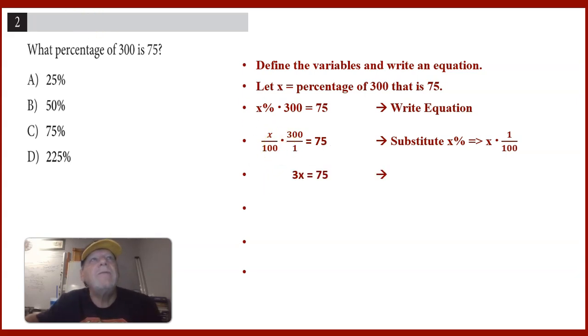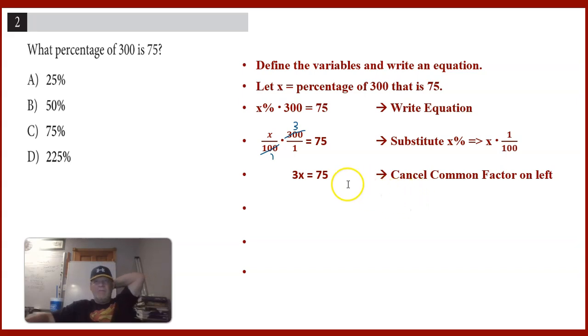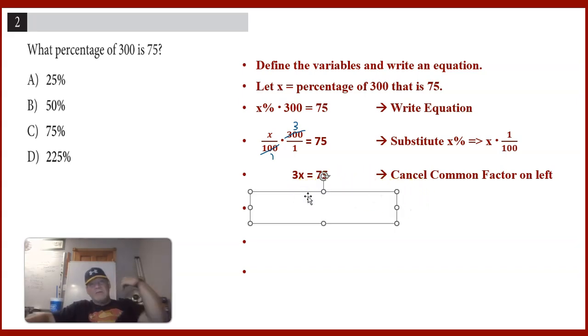So I can cancel now this 100 and this 300. They have a common factor of 100. When I divide 300 by 100, I get 3. Divide 100 by 100, I get 1. In the denominator, I'm going to get 1. In the numerator, I'm going to get 3x, and 3x over 1 is 3x. And that is just canceling the common factor on the left, and then simplifying it.